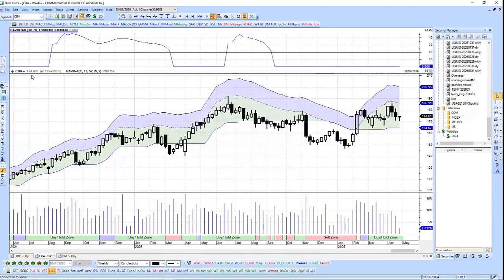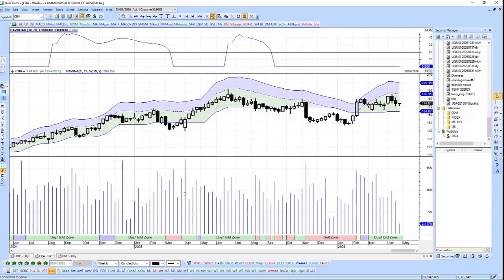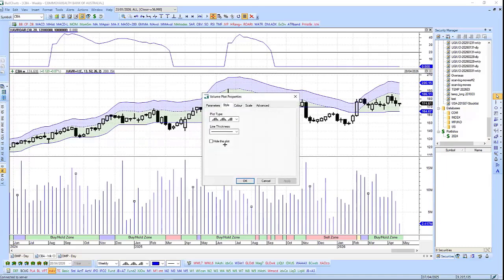And we note this is a weekly chart because this is a part of Alan Hull's strategy using the range plus indicator. He recommends that we put this on a weekly chart. In terms of volume, I can make those bars thicker.